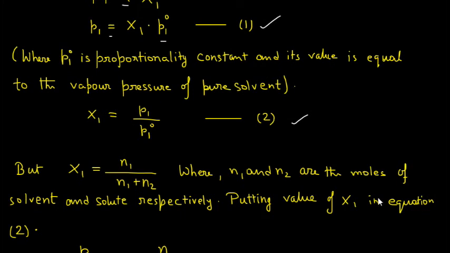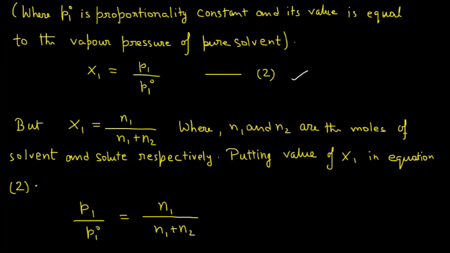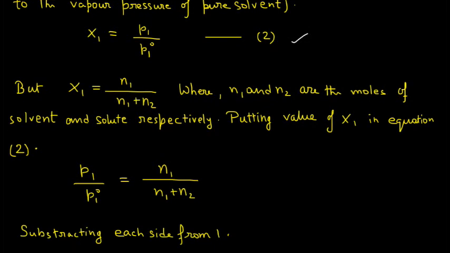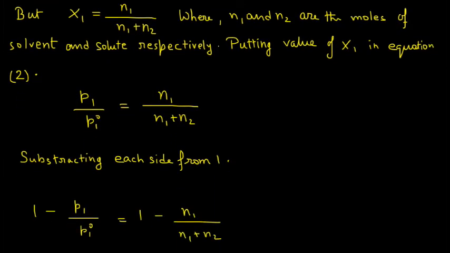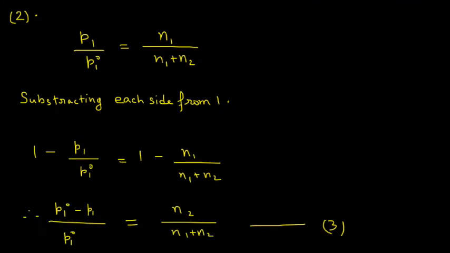Now, X1 is equal to N1 upon N1 plus N2, where N1 and N2 are the moles of solvent and solute respectively. Putting the value of X1 in equation 2, we get P1 upon P1 naught is equal to N1 upon N1 plus N2. So subtracting each side from 1, 1 minus P1 upon P1 naught is equal to 1 minus N1 upon N1 plus N2. Upon solving, we get P1 naught minus P1 upon P1 naught is equal to N2 upon N1 plus N2. That is equation number 3.